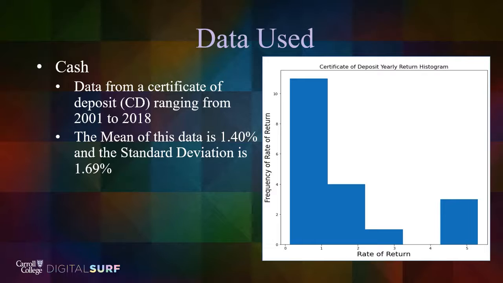Now we'll move on to cash, which is a short-term investment class that provides return through interest payments. It is very low risk, but it also provides very low return. To represent cash in our study, we use data from a certificate of deposit, also known as a CD, ranging from 2001 to 2018. As you can see in the histogram of the yearly rate of return, this data is also not normally distributed, but we will make the simplifying assumption once again that it is. From this data, we found that the mean is 1.4% and the standard deviation is 1.69%.